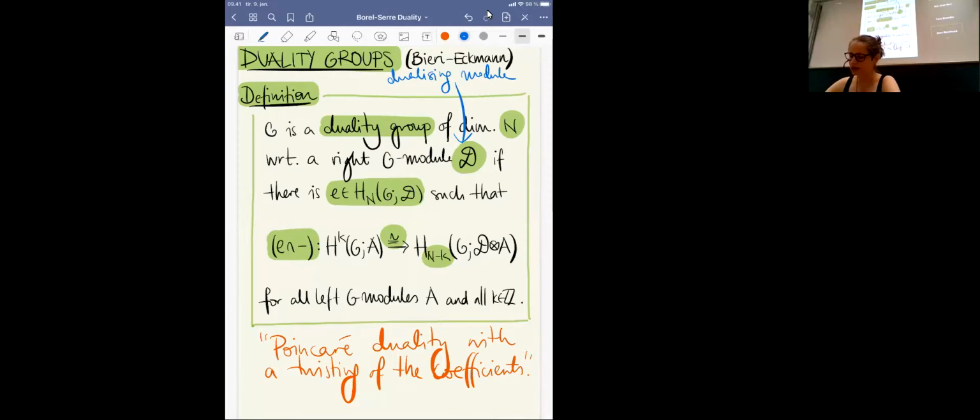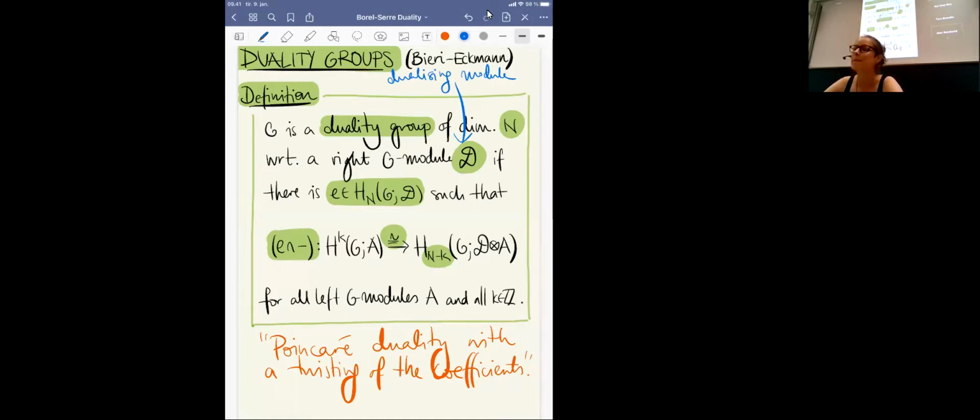As you see, in this definition the dualizing module is not specifically given, but it's quite easy to show that if there is this duality, then it has to be this cohomology group with coefficients in the group ring, as Peter showed. This is quite a simple exercise, but it doesn't necessarily tell us much about the dualizing module, because we still need to determine the cohomology group and the action.